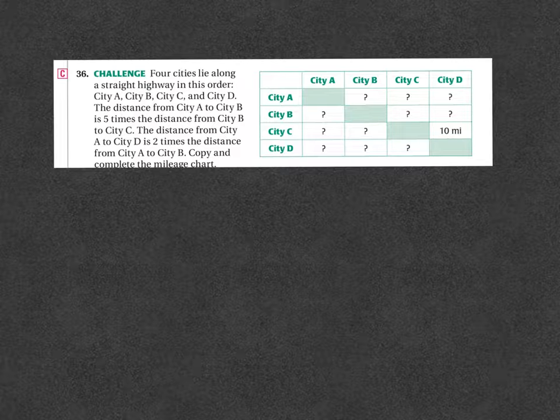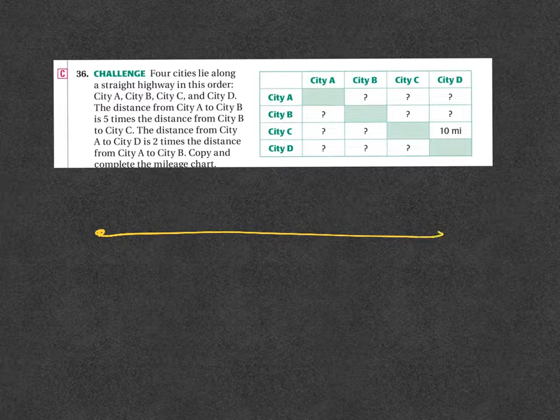So the very first thing it says that helps you out is that they are on a straight highway. That's not very straight, but you get the point. In this order, so it goes A, then B, then C, then D. I wouldn't worry about it being drawn to scale. Obviously, I'm not worried if one is 5 times as long as the other one. I just want, for right now, the visual.